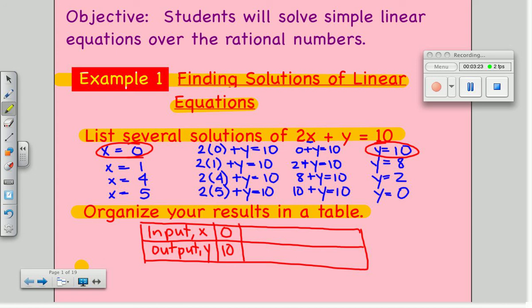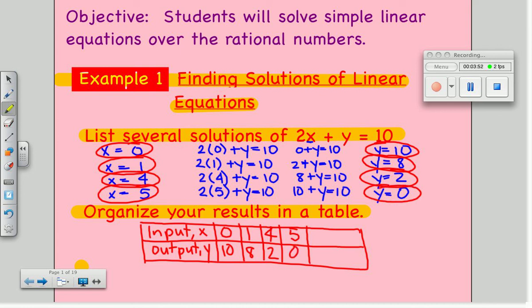What's the next number I made x? 1. So when x was 1, what was y? Y was 8. What was the next number I made x? 4. When x was 4, y was 2. And the last number, x was 5. When x was 5, y was 0. So now I've organized my results in a table. Okay? So make sure you draw the table as well.